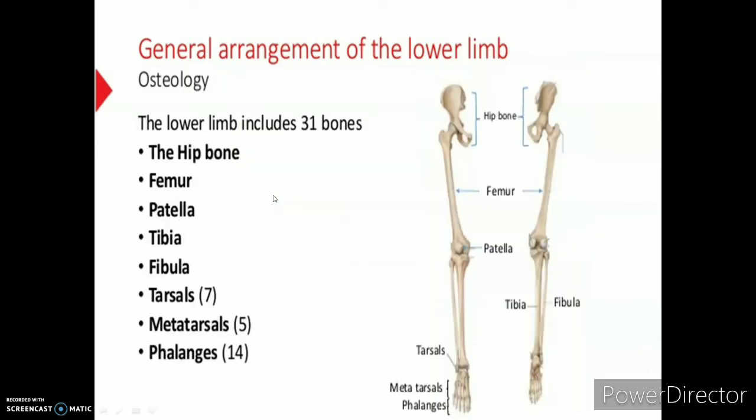When you go to the osteology, that means the bone arrangement of the lower limb, you can find the hip bone, femur, patella, which you can simply call the knee joint, tibia, fibula, and tarsal, metatarsal, and the phalanges. These three are the foot bones. Together, in total, 31 bones come under your lower limb.